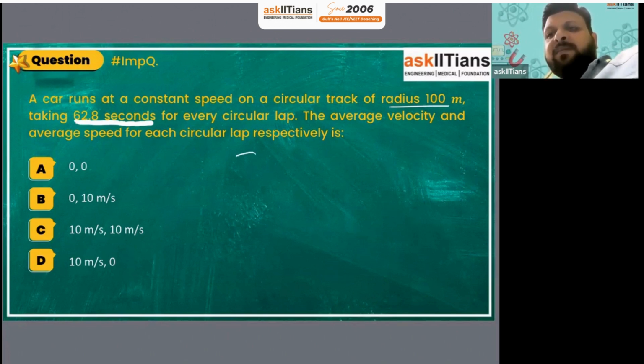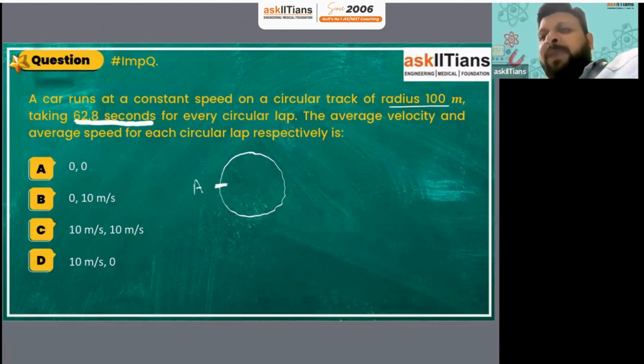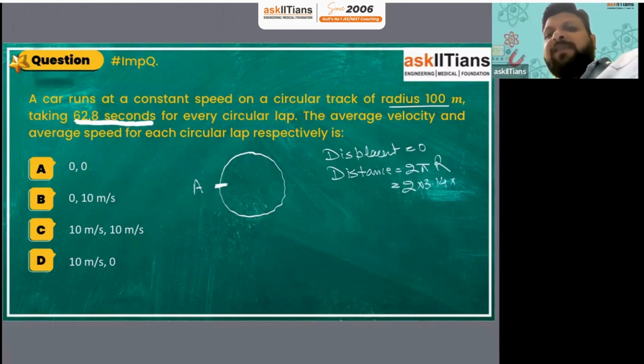So since motion is along the circular lap, suppose it started from point A and again reaches point A, right? Since initial and final point are the same, displacement will be equal to 0, and distance covered will be equal to 2 pi r. So 2 into 3.14 and the radius of this circle is 100 meter, right? Time is already given as 62.8 seconds.